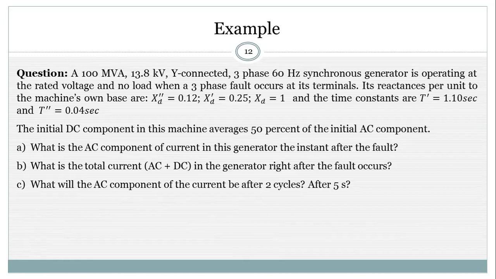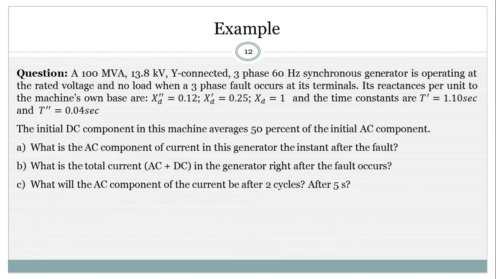Now we have to find out at first what is the AC component of current at the instant of initiating the fault. The reactances are given here in per unit. That's why we have to convert the rating into the per unit rating. After that, we solve for the transient or subtransient current, and finally we convert the per unit current to its real base value, that is the ampere value.